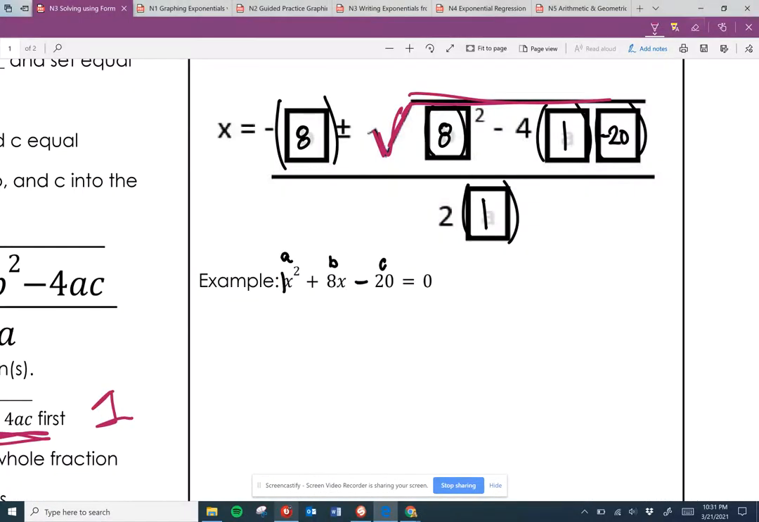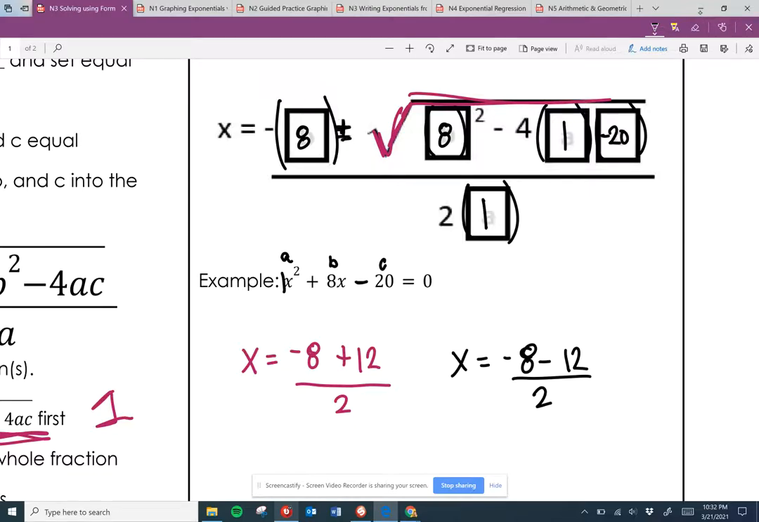Okay, so you come over here and we see this can be a plus 12 or a minus 12. So we have two potential answers. The first answer is going to be negative 8 plus 12 divided by 2. 2 times 1 is 2. The second answer, okay, is going to be negative 8 minus 12 divided by 2. Okay, when I did all of this stuff, I got 12, and this could be a plus 12 or a minus 12. So what I'm going to do is I'm going to put both in my calculator.